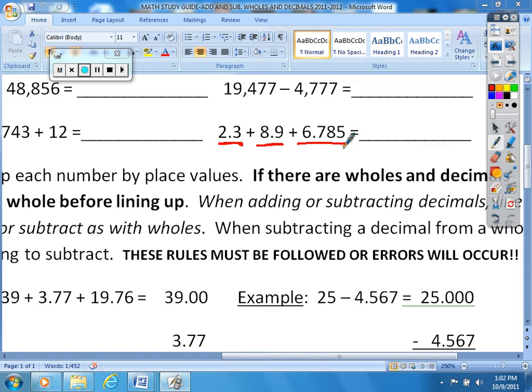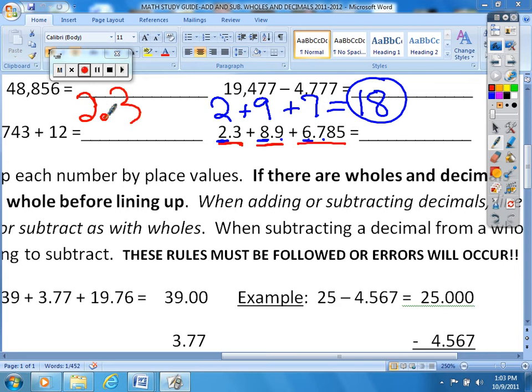To get an estimate, I round each value to its left digit. The 3 will not change the 2, so I have 2. The 9 changes the 8 to a 9. The 7 changes the 6 to a 7. So I've got my answer already. I've got 2 plus 9, 11, plus 7 is 18. So my approximate sum is 18. Well, I'm going to do this one right. I'm not going to make a mistake on this one. I'm going to line up my decimal points, and then my place values fall right into place.